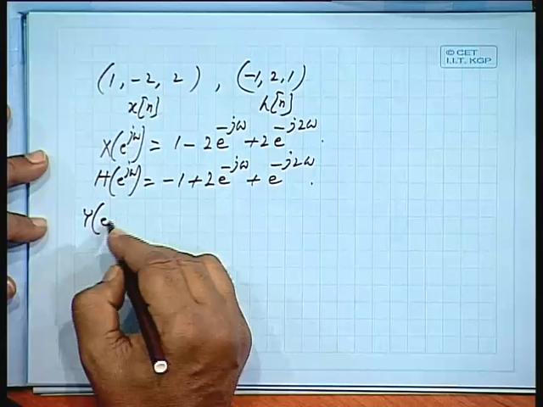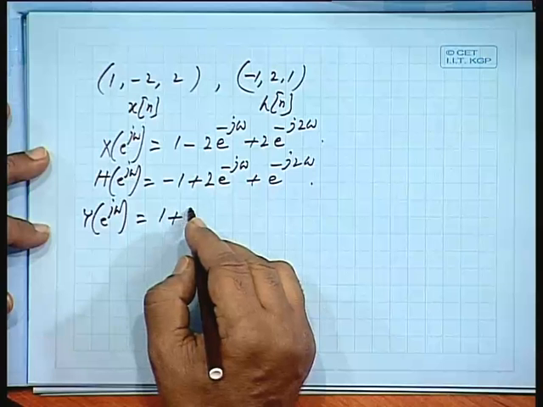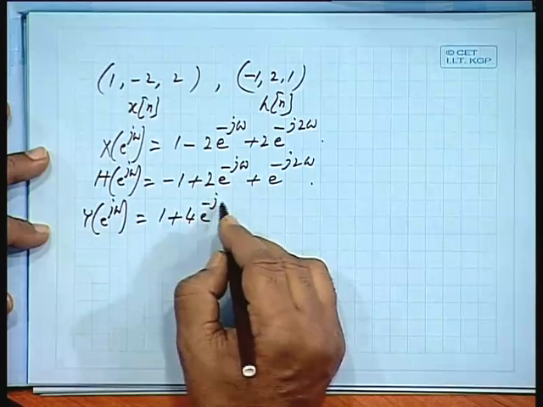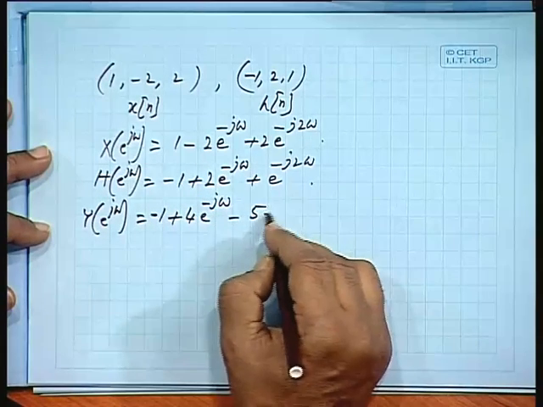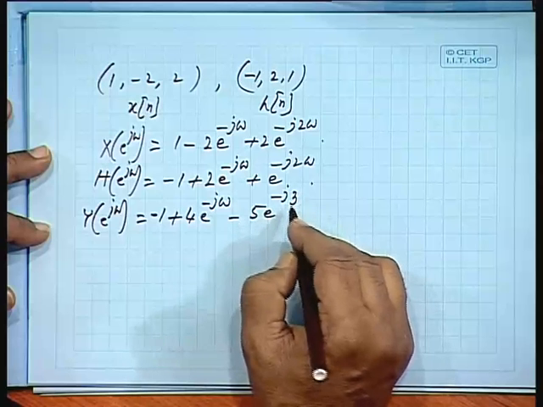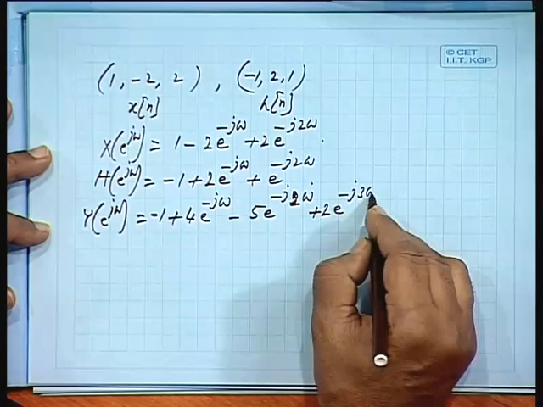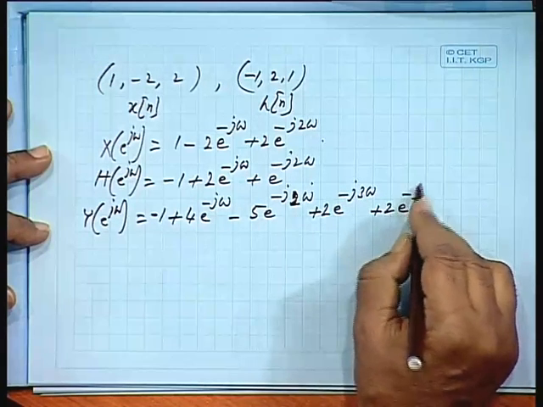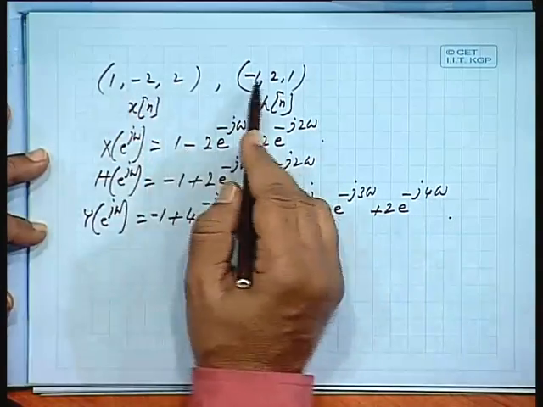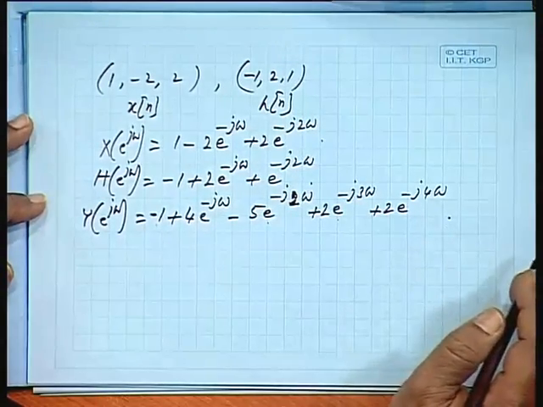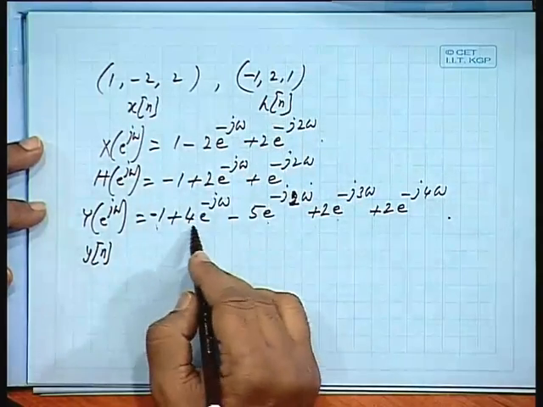Okay. If you take the product, it will give you minus 1 plus 4 e to the power minus j omega. Any question? It should be minus 1. Okay. Minus 5 into e to the power minus j 2 omega plus 2 into e to the power minus j 3 omega plus 2 into e to the power minus j 4 omega. So, 1, 2, 3, 4, 5 terms: 3 plus 3, 6 minus 1. So, that is the total length. Okay. Now, y n convolution will give you these values only, is it not?